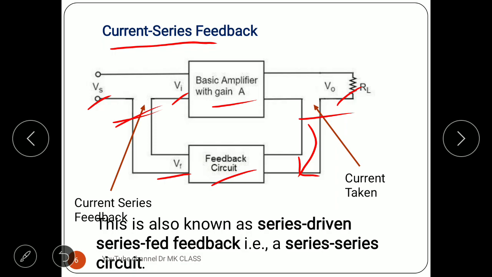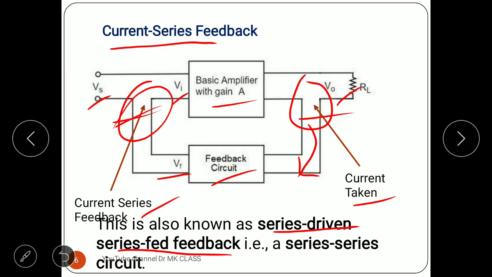When we want to take a current, here we have to make it as a current. So current, it should be series like this. If you are connecting like this, it is called we are taking a current. And if you are connecting like this, it is also called current series feedback. We are giving a feedback in terms of current. Then this is also known as a series fed feedback. Series driven, here also it is a series side, and here also it is a series feedback, or it is also called a series circuit. So both sides it is a series, so we can say it as a series circuit.